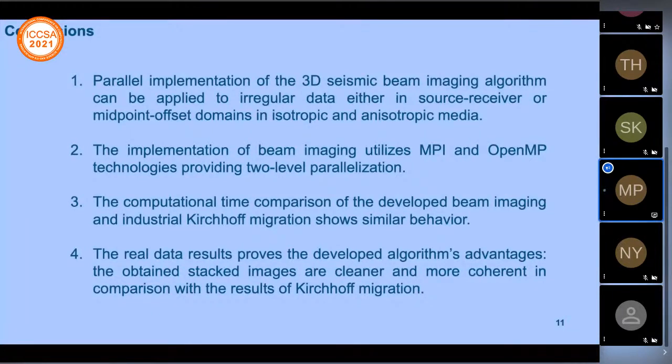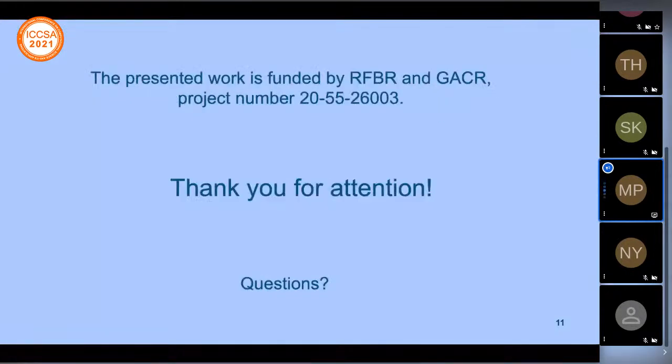And the implementation utilizes MPI and OpenMP technologies, providing two-level parallelization. The computational time comparison of the developed beam imaging and industrial Kirchhoff migration showed similar behavior, but the real data result proves the advantage of the developed algorithm. The obtained stacked images are cleaner and more coherent in comparison with the results of Kirchhoff migration.